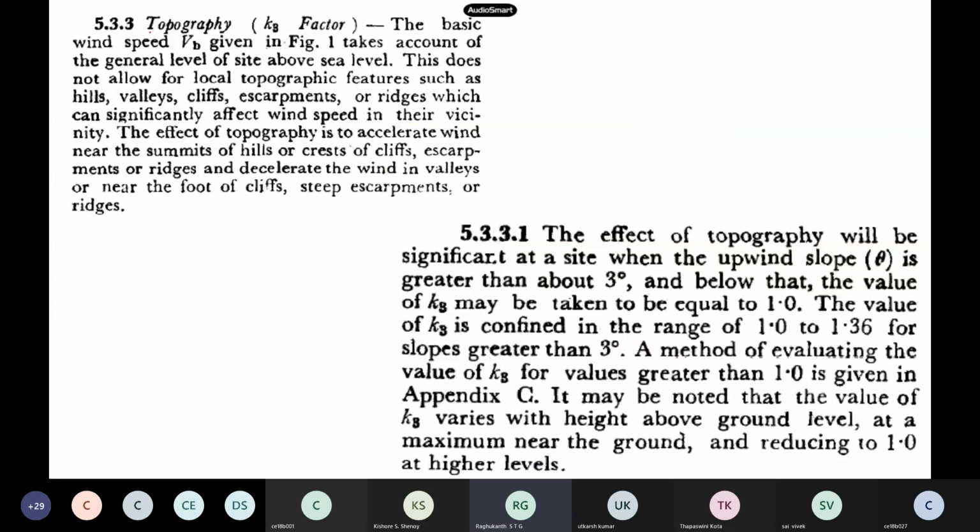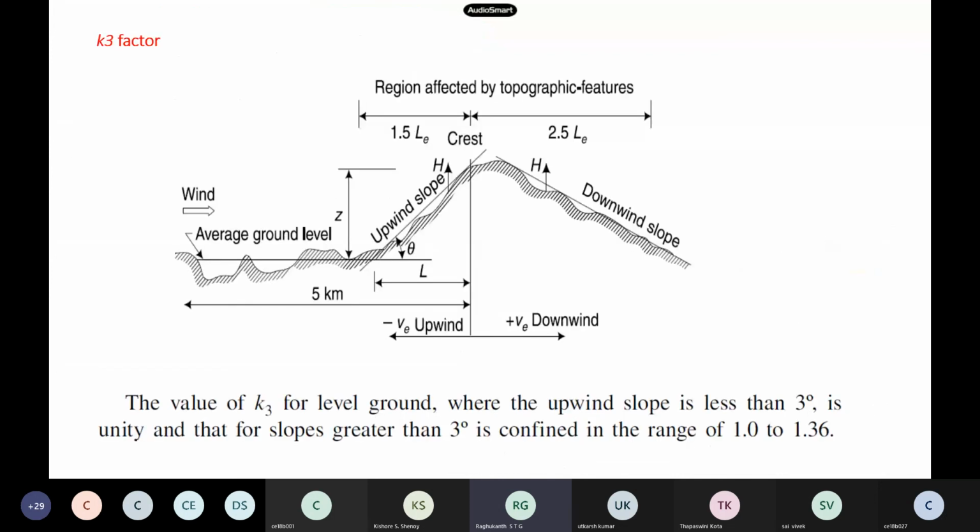Then we have another factor, which is the topography factor. If you are located near the mountains, that is also a very important thing. Now our code says, what do you mean by topography? If the upwind slope is greater than 3 degrees, then it is topography, and you have to do some extra work. So I have a mountain here, and this is my angle, theta. If theta is more than 3 degrees, then topography effects become important. If theta is less than 3 degrees, then you may not have to do any extra work to calculate these numbers.